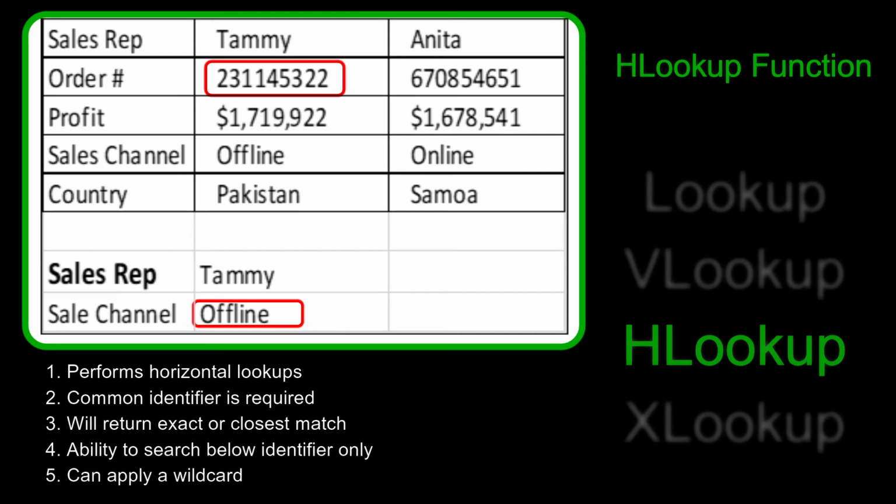The HLookup is very similar to the VLookup. However, it performs a horizontal lookup and can only search below the identifier. As with the VLookup, it will return an exact or a close match and offers the ability to apply a wildcard.